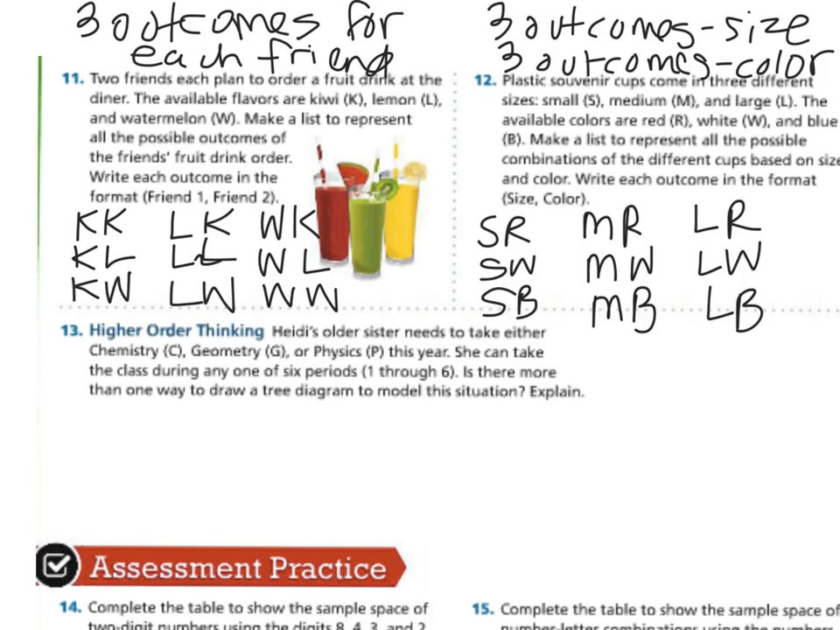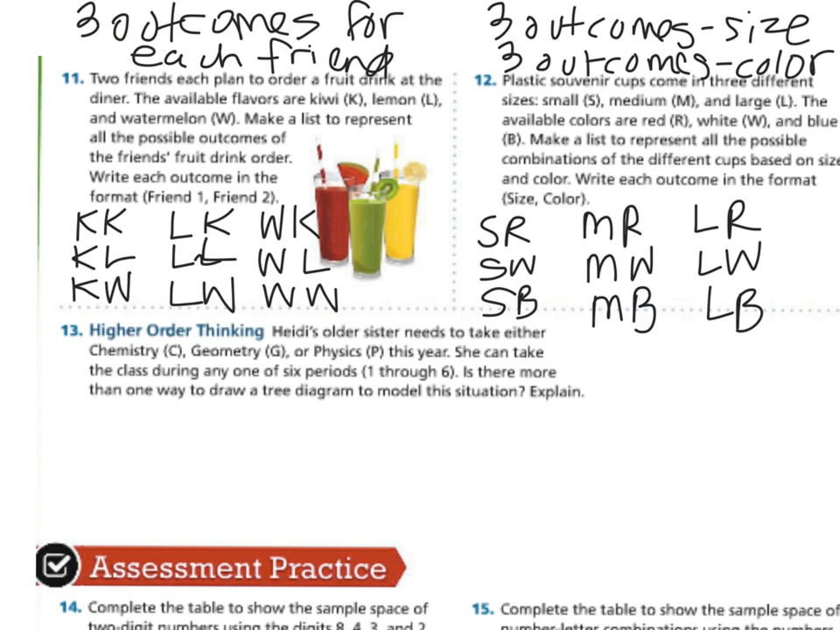Now let's take a look at question 11. In this question, there are 2 friends ordering drinks, kiwi, lemon, or watermelon, at some sort of a diner. So in this case, although we have 2 friends, we have 3 outcomes for each friend because each friend could order any of those 3 flavors. What that means is that they could order the same flavor, so there are still 9 possible outcomes.